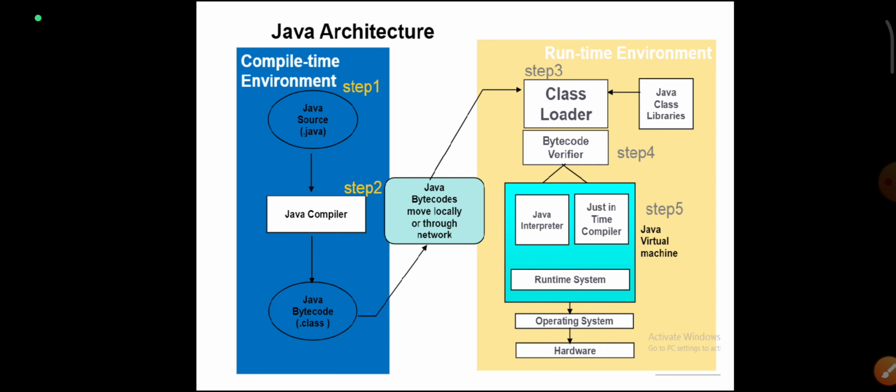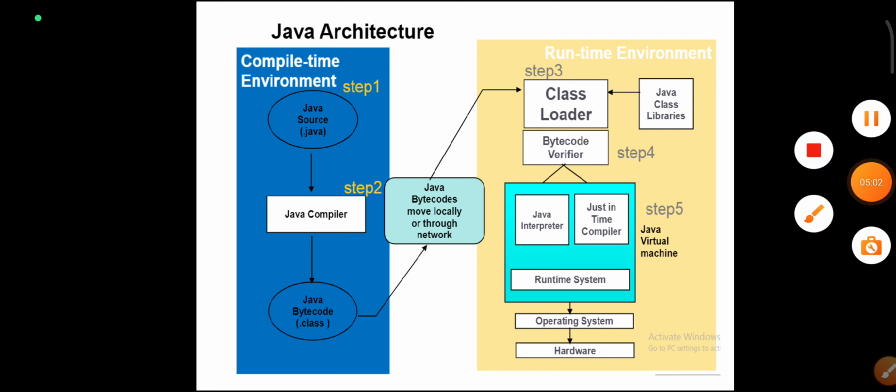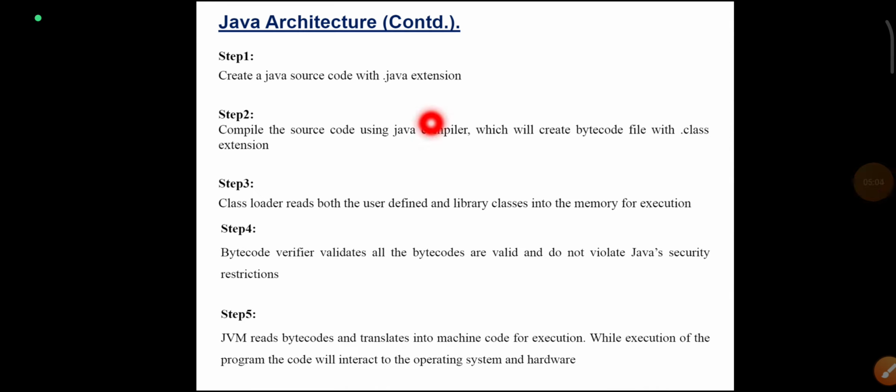In the next steps, we can know what happens during each and every step. As we have seen each step in the block diagram, in the same manner I wrote a description of each step. In step 1, create a Java source code with the .java extension. This is the source file, and then we can compile the source code with the help of the Java compiler. Then it converts into Java bytecode, and the extension of that file is the .class extension.